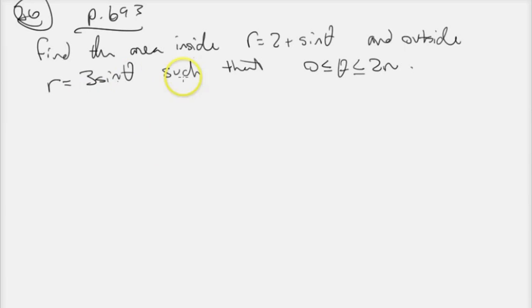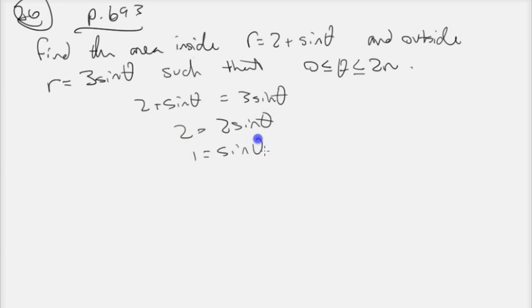Alright, so in order to figure out that these two curves intersect at theta equals pi over 2, we're going to have to set 2 plus sine theta equal to 3 sine theta. We can subtract over sine theta, and we're going to get 2 is equal to 2 sine theta. 1 is equal to sine theta. When does theta make sine equal 1? When theta is pi over 2. So there you go. Now we're going to use our area formula.